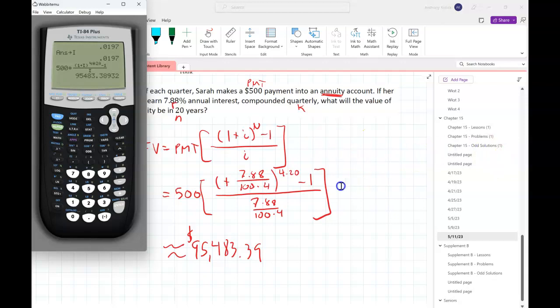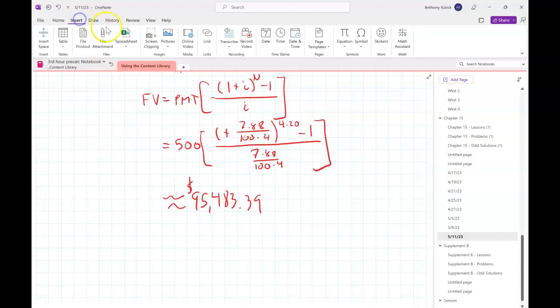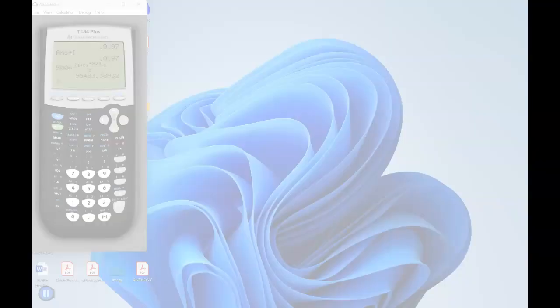So what if we wanted to do the reverse? What if we wanted to figure out the payments needed for a loan? Let's look at that kind of situation.